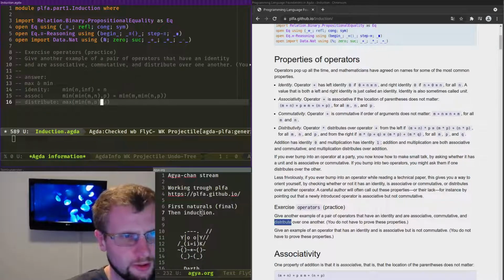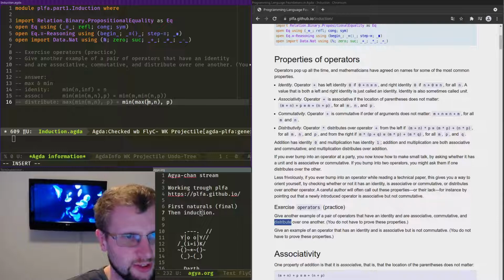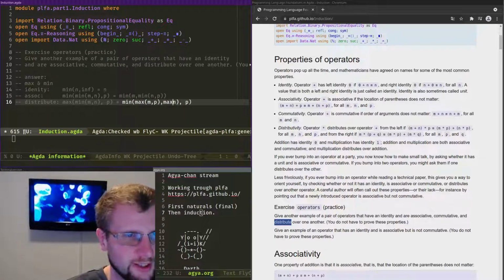P equals. All right, so I get it. This makes sense to me. Wow. Thanks, Sophia.